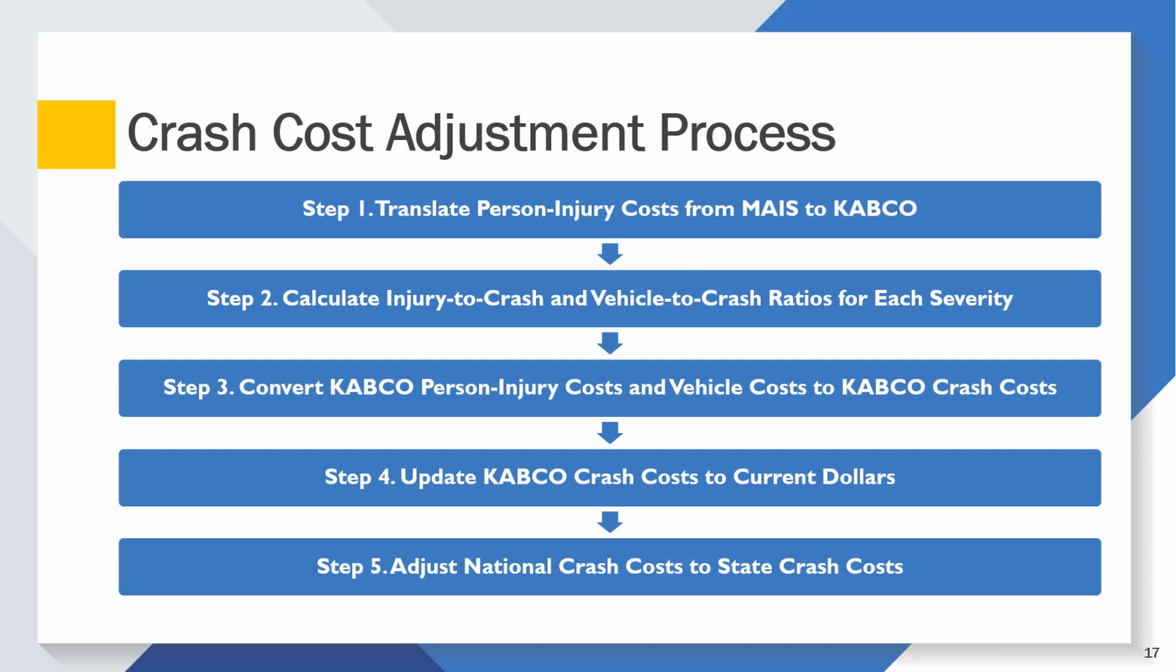If you already have crash cost values, such as national cost as a starting point, you can start at step 4 or step 5 as appropriate. The complementary Crash Costs Spreadsheet tool will help you adjust FHWA's national crash costs to your state or update them in future years. The following slides explain each step. You can access the Crash Costs for Highway Safety Analysis Guide and Spreadsheet tool from the Resources section at the end of this video for further details.